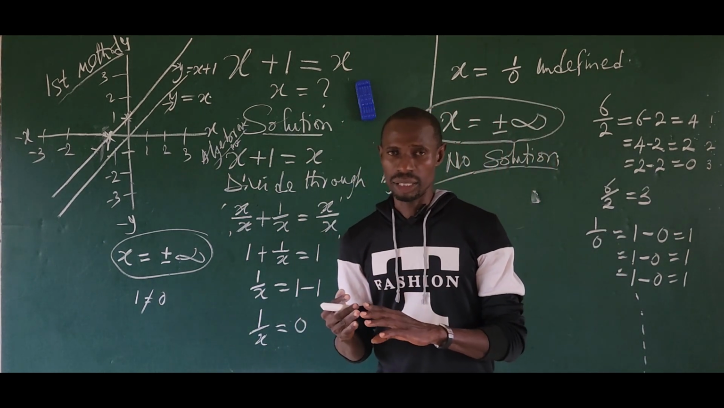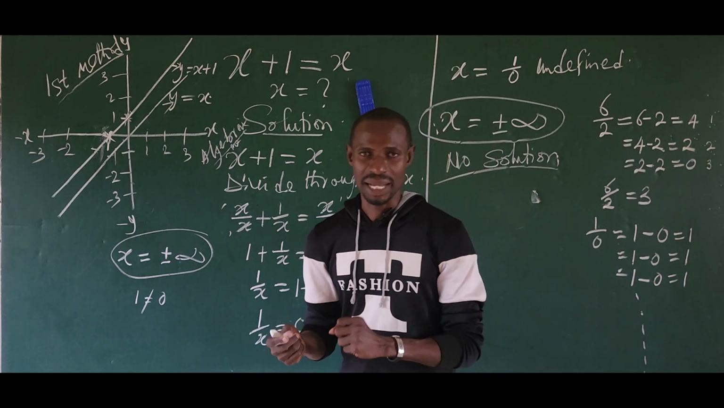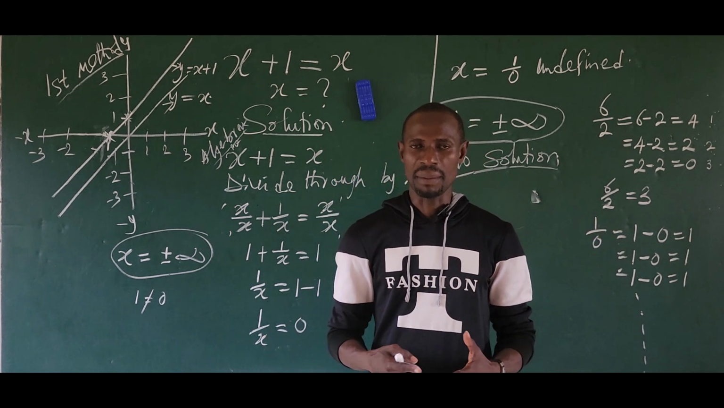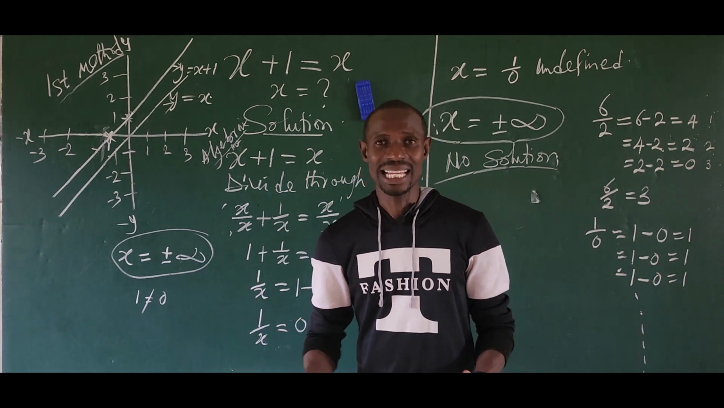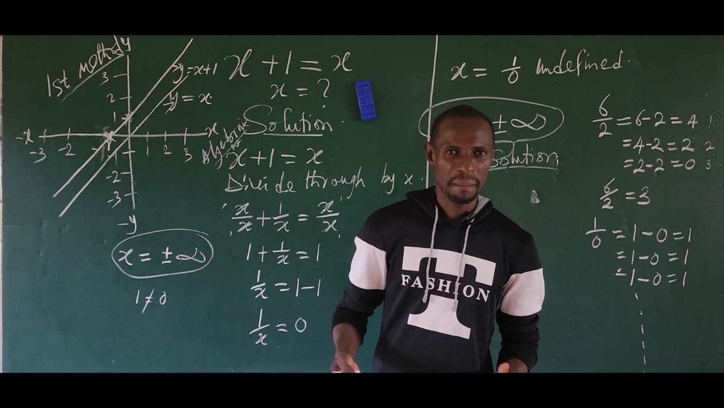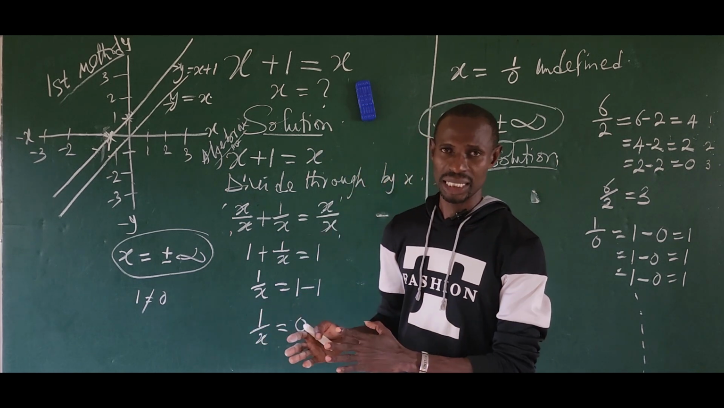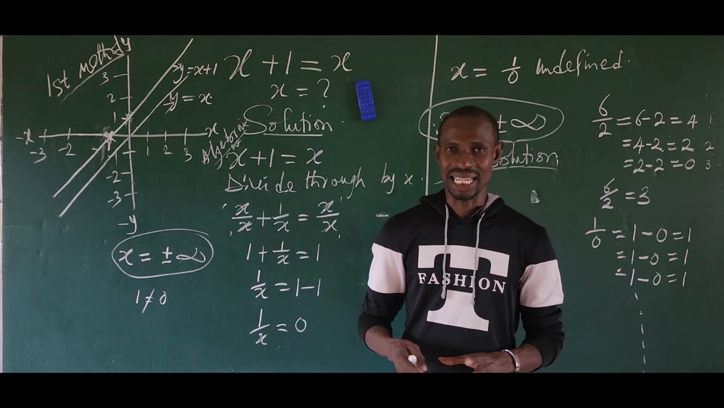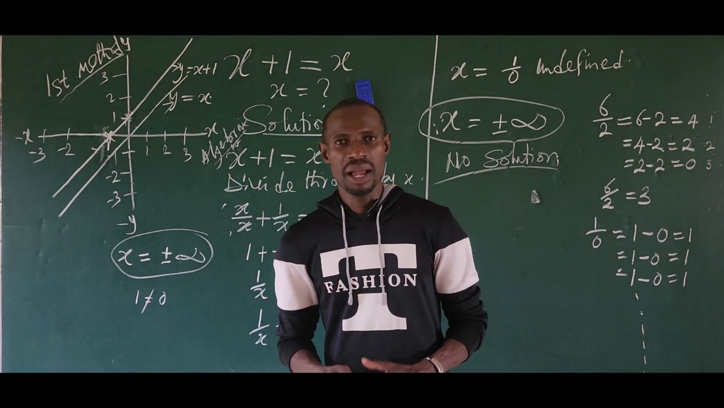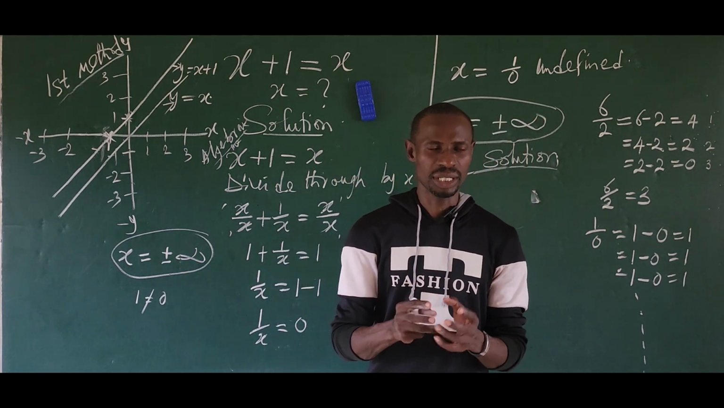Now, I said infinity is not a number. It's a concept. But there are areas in mathematics or other aspects of life where infinity is regarded as a number or as an answer to a problem. In limits, infinity is recognized. Also in some art mathematics, and in sets, infinity is regarded as a number, all right? But in algebra here, infinity is not regarded as a number. It's just a concept, all right?